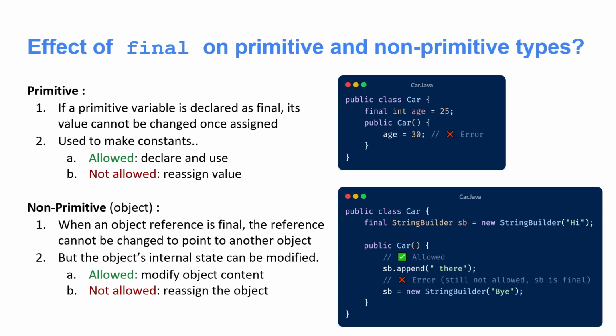The final keyword behaves differently for primitive and non-primitive types in Java. For primitives, final means the value can't change, it's fixed once assigned, like a constant. But for objects, final means the reference can't point to a new object, though you can still change the object's internal state. So, you can update the data inside a final object, but you can't reassign it to a new one. It's all about locking the reference, not the content.